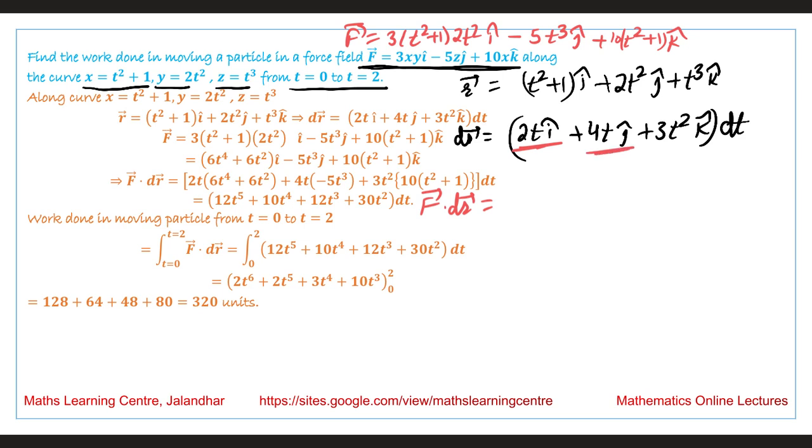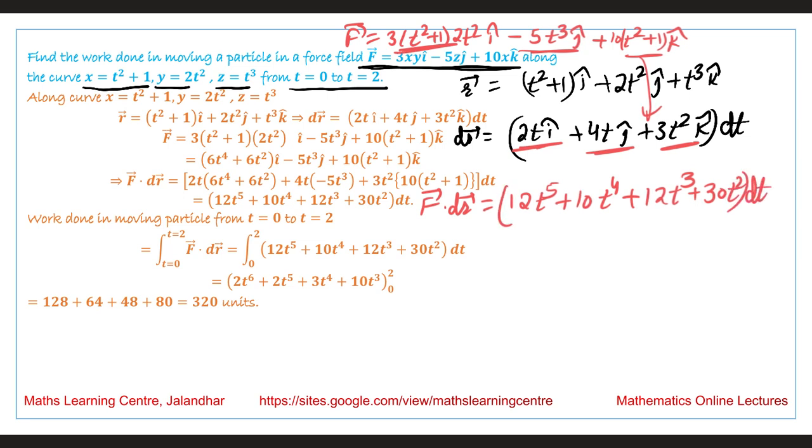Now if we take the dot product of these two with dr, and we open all these terms, we obtain 12t raised to the power 5 plus 10t raised to the power 4 plus 12t cube plus 30t square into dt. Now we are integrating these values from t is equal to 0 to 2, t is varying from 0 to 2.